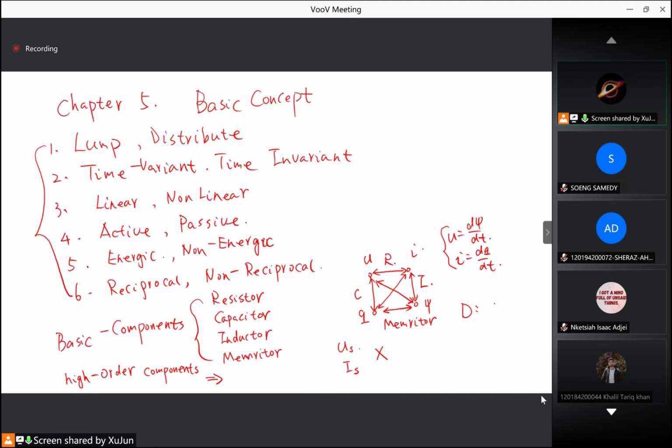The D component we define as I equal to D mod dO dt, a high order difference. The E components, we define U equal to E mod di dt, a high order difference. So the D components we can treat as a generalization of the capacitor C components. The E components we can treat as a generalization of the inductor L components. So these are the high order components.